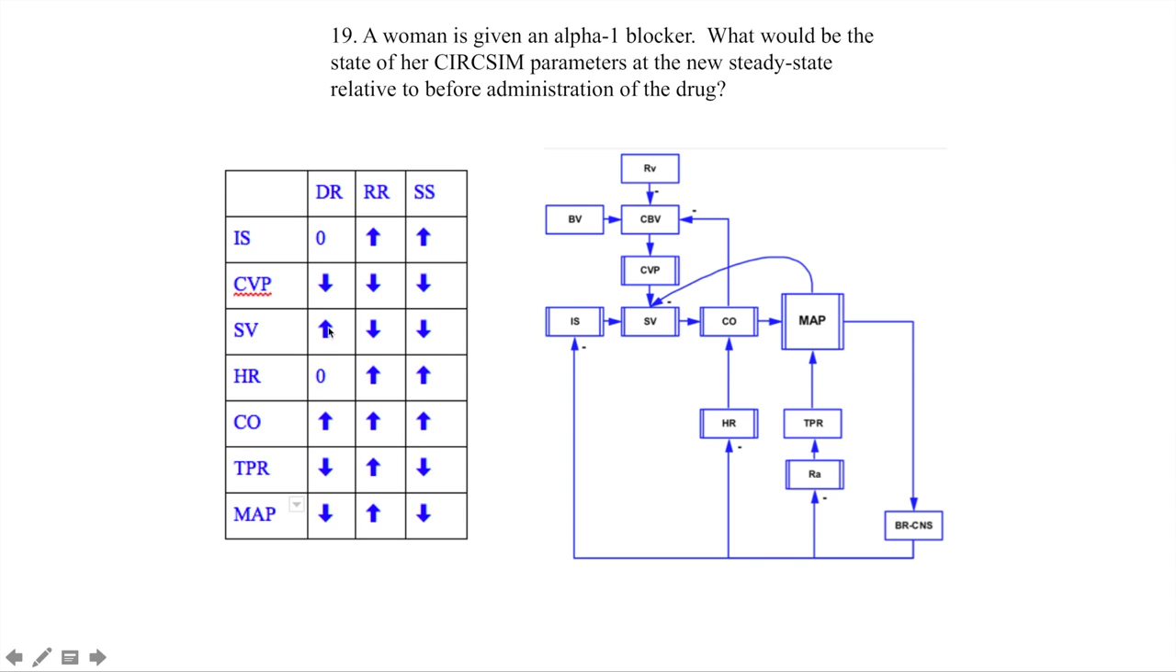So now 95% of the time you go with the direct response. Once again, this is an exception to the rule because afterload is a very weak response, and in this case the reflex response will be relatively strong because an alpha blocker is going to cause a lot of vasodilation and you'll get a nice big increase in heart rate. So in this case, you go with a reflex response. 95% of the time you go with this. In this case, the afterload is really weak, so you go with the reflex instead. Okay? All right.